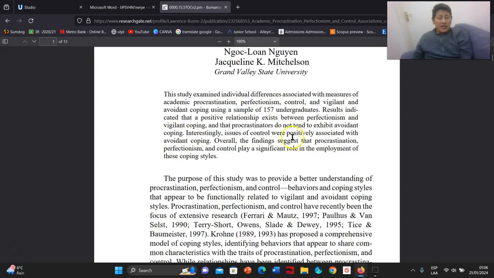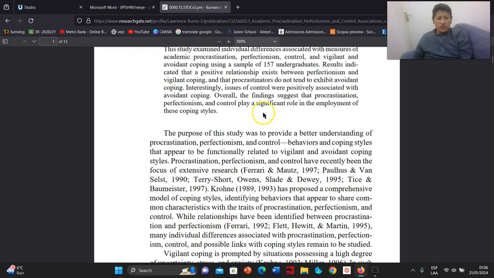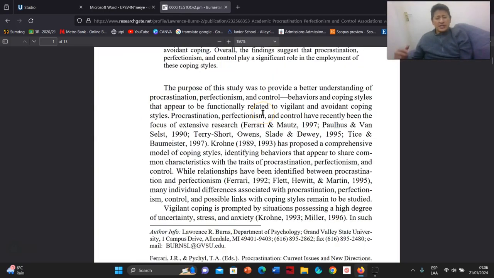Yeah. And the introduction is the background of this journal article, because in the introduction you have to ask about the problem, whether the problem is true or not true, or you have the previous knowledge, the previous research about this topic. For example, in this case, procrastination.